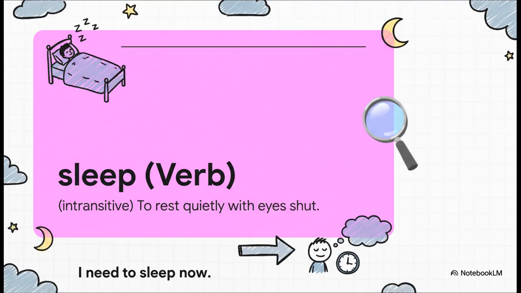It's an action word, right? Something you do. Now, the dictionary gets a little technical and calls it an intransitive verb, but all that really means is that it's something you do by yourself. You don't need an object. You don't sleep a book. You just sleep, you know? Like in the example, I need to sleep now. That's it. It's a complete idea, totally focused on the action.